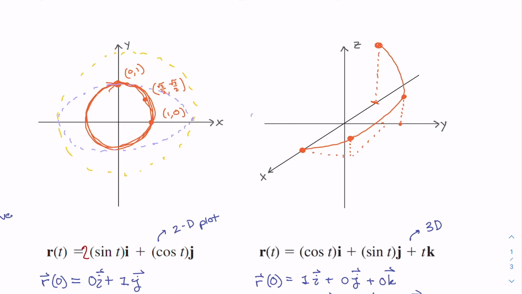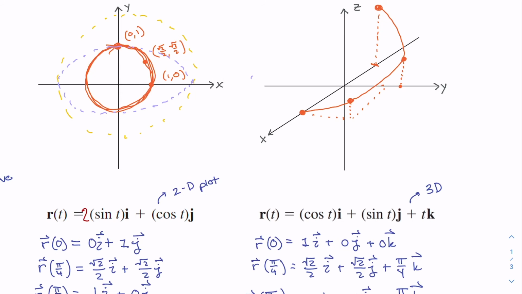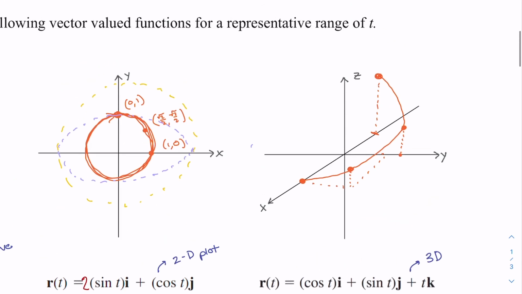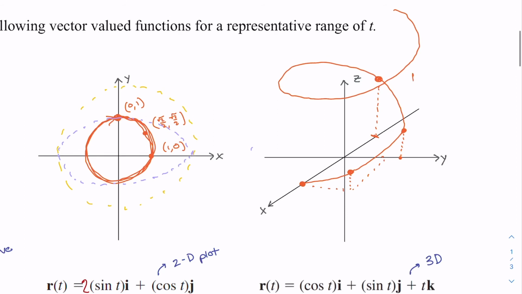And so really what we're doing is we're tracing out the unit circle, but increasing the height as we go. And the height is directly proportional to the input value because it's just tk. So in this case, if you kept going, you would continue to trace out the unit circle, and you would just keep getting higher and higher. So this shape is a helix.